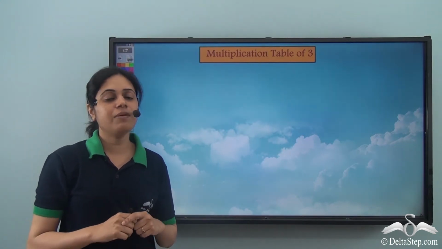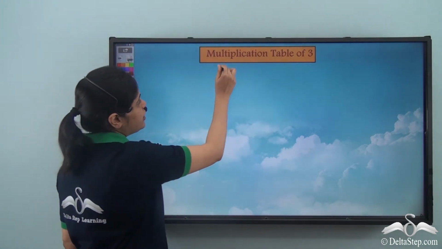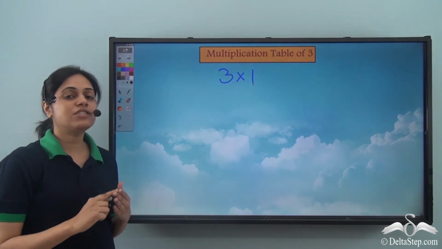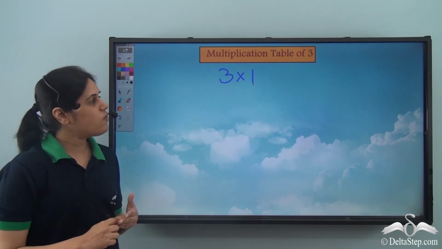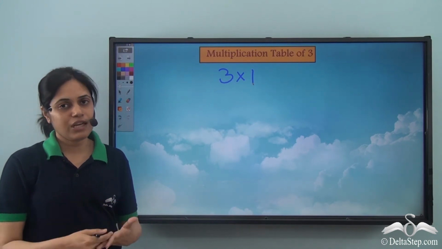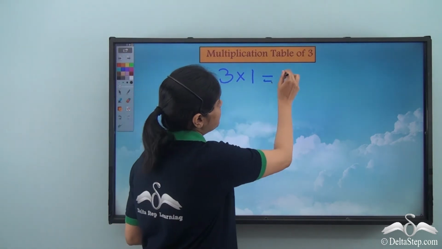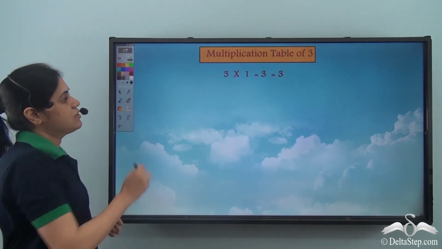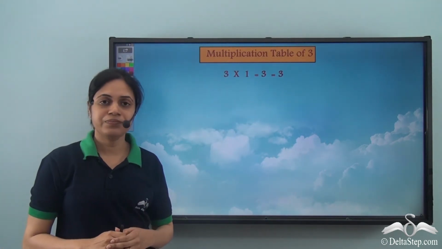Now in order to make a multiplication table, I need to start with 3 into 1. That is 3 1 times. Now what is 3 1 times? 3 1 times is 3 itself. So 3 1 times is 3.